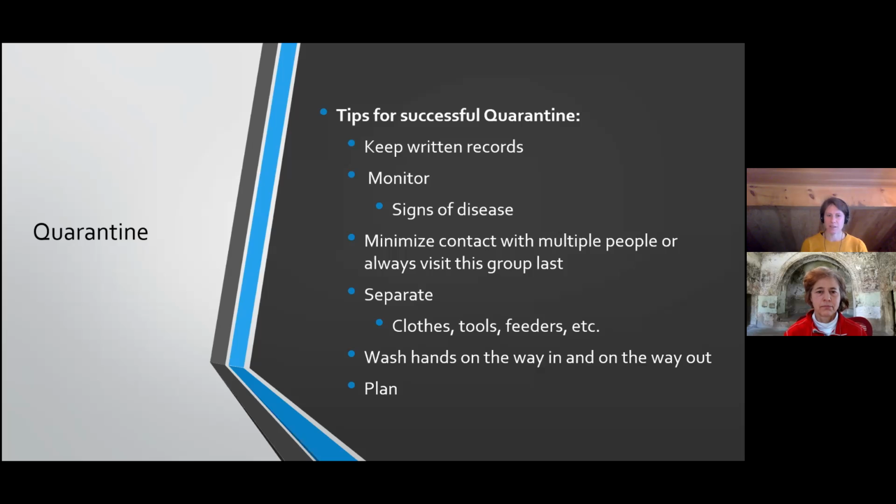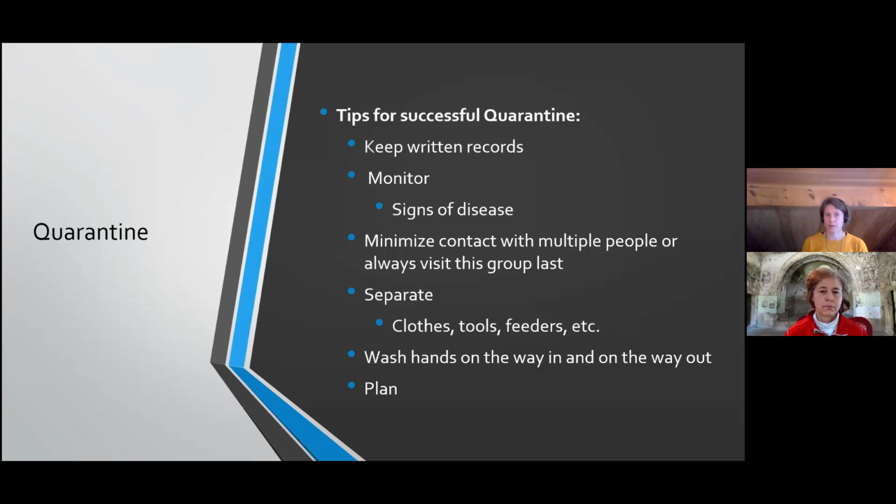So some signs of disease you may be monitoring for are things like cough, diarrhea, loss of appetite, development of any skin lesions, lameness, or fever. During the quarantine period, you really want to minimize contact between the quarantined pigs and other people on the farm. So having multiple staff work in the quarantine area is a bit of a challenge. Ideally, you would assign one person to work with the quarantined group. If that's not possible, you definitely want to visit the quarantine group last and take care of them last.